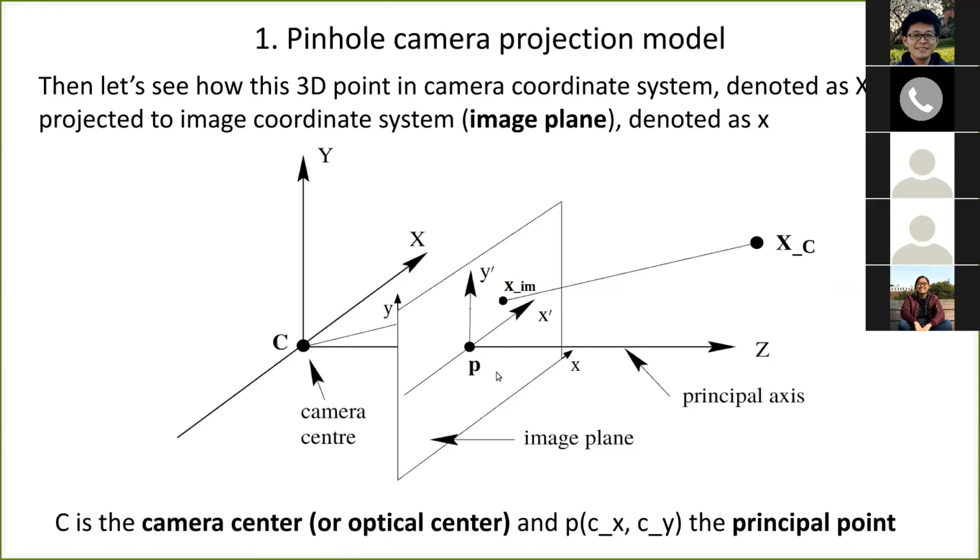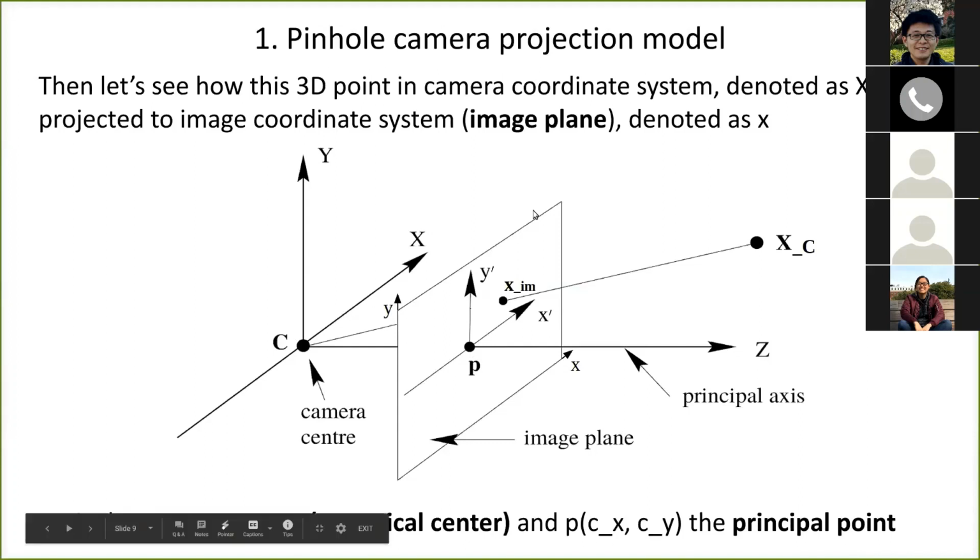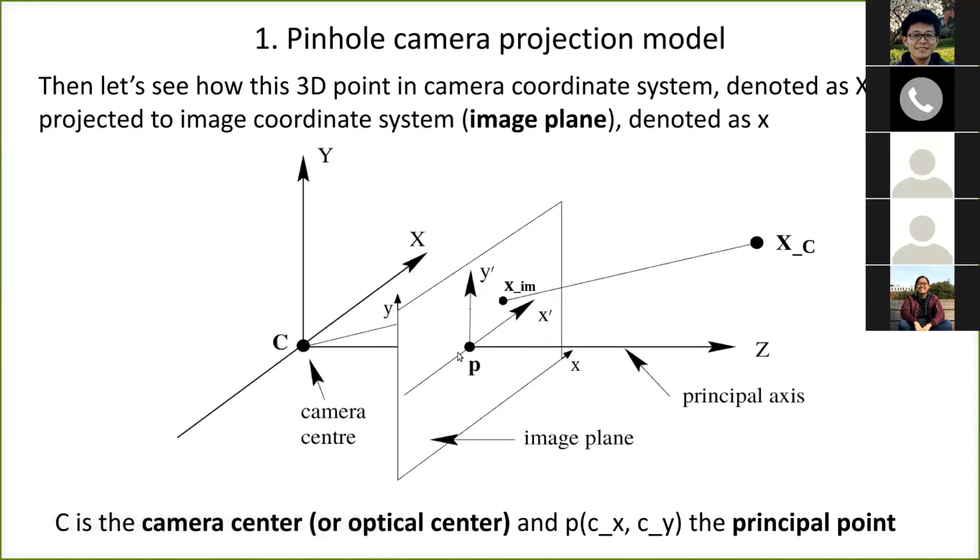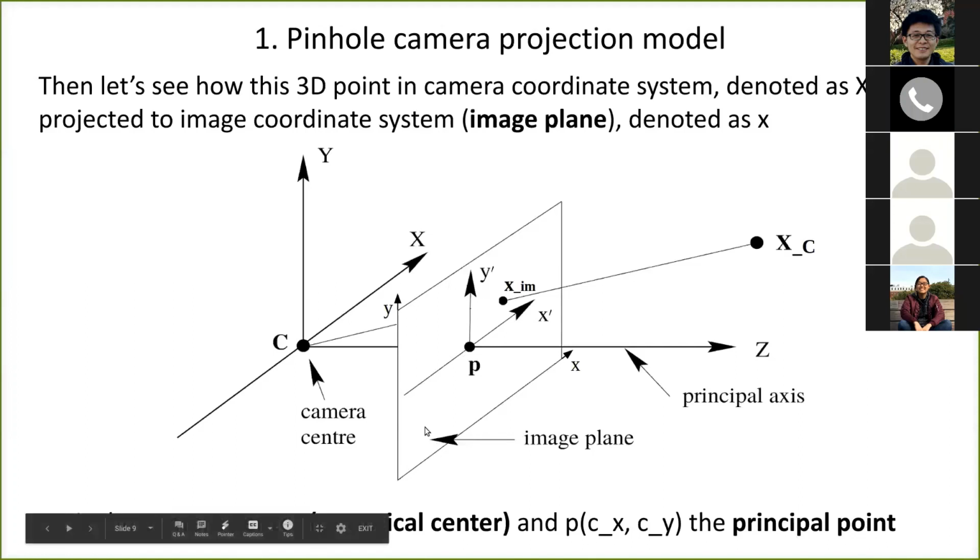Okay, so this point P, which is the intersection of the principal axis Z and this image plane, is denoted as the principal point, and its coordinate is Cx and Cy. So in general, in the ideal case, Cx, Cy is half the image size, because we can see here that this principal point is located in the center of the real image plane, the real image coordinate system.